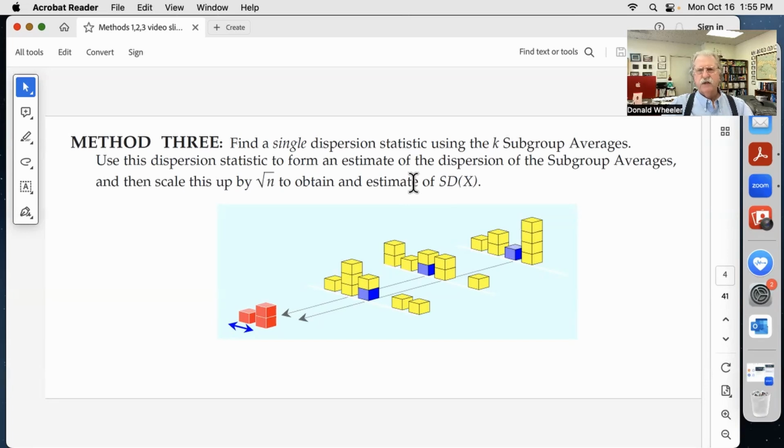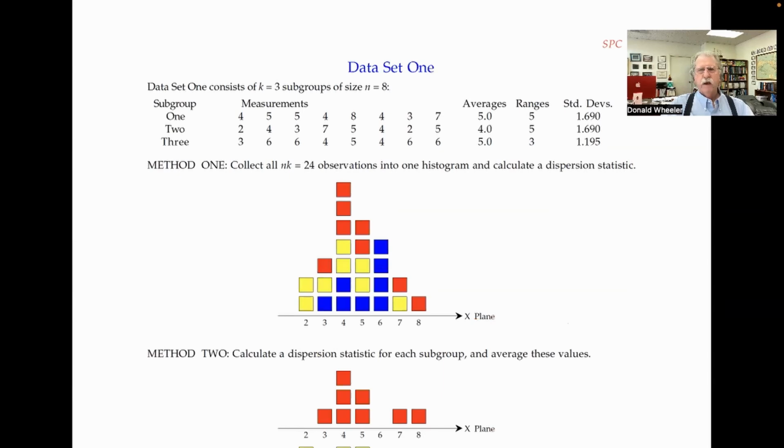Now we're going to illustrate these three methods using a couple of examples, starting on page 29. On page 29, we have data set 1, three subgroups of size 8. So we will use the three methods with this data set. We start with method 1, which puts all 24 data into one big pile and computes a single measure of dispersion. So the range for this histogram is 8 minus 2, which is 6.